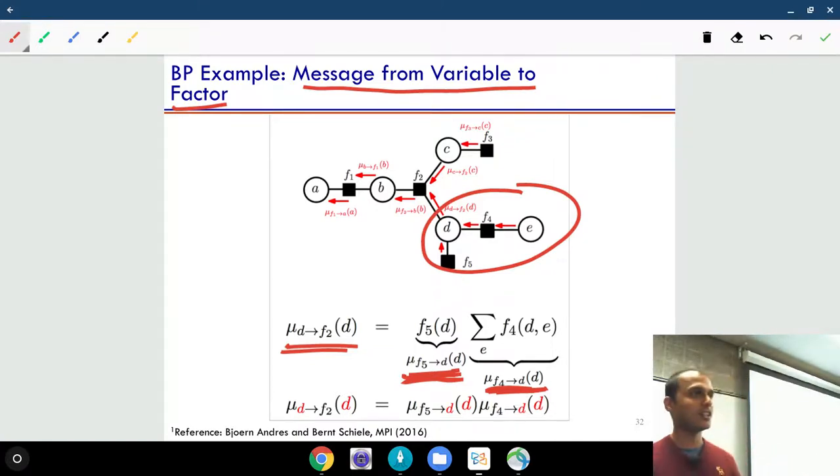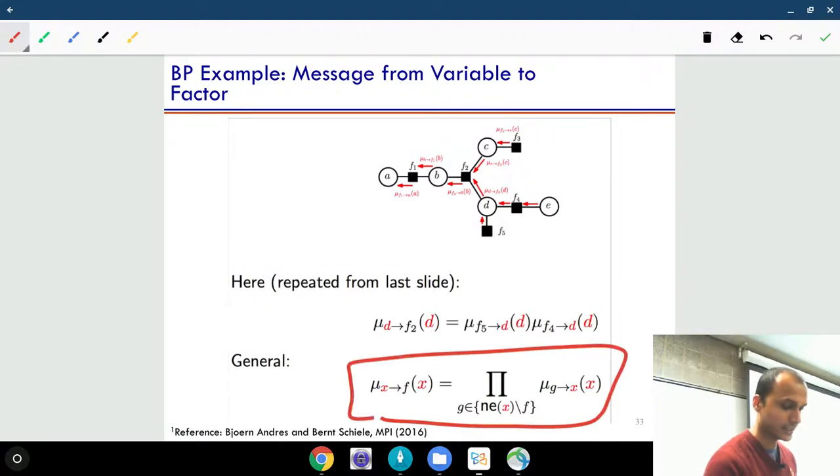Whereas for the factor node message, from factor to a variable, it's a two-step process. First you collect the messages you got and multiply them together, but you also have a factor corresponding to that factor node. So you multiply it with the factor, average out the things which are irrelevant to the variable I'm sending the message to, and then send the message. Okay, so that's the general idea.